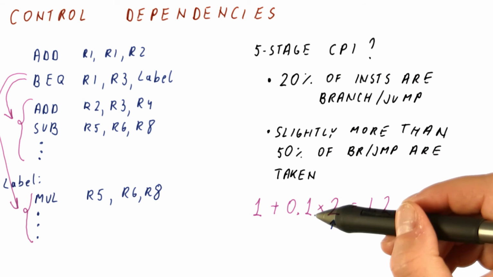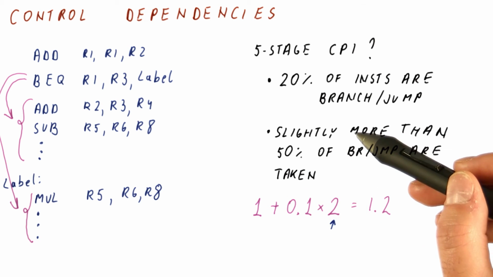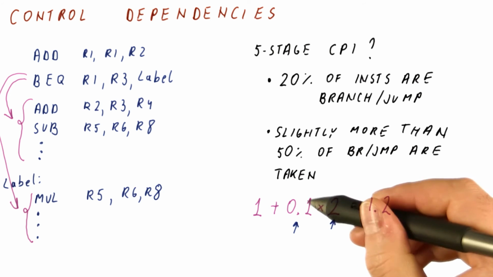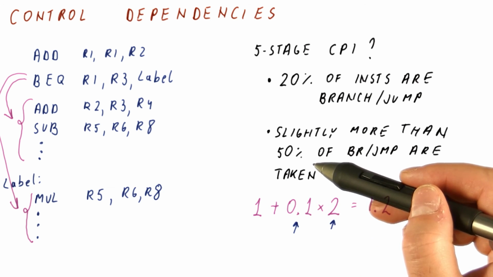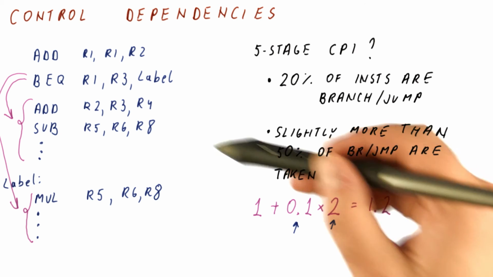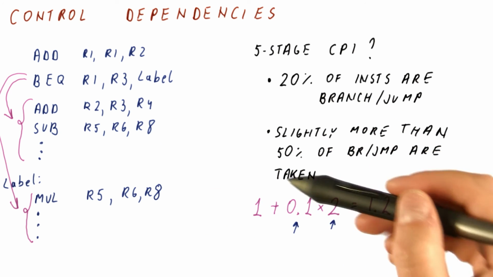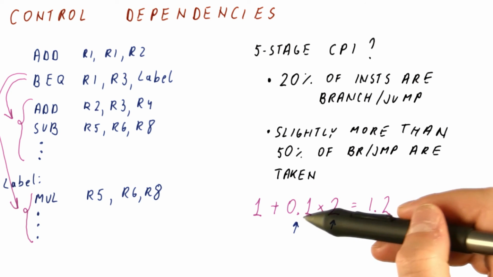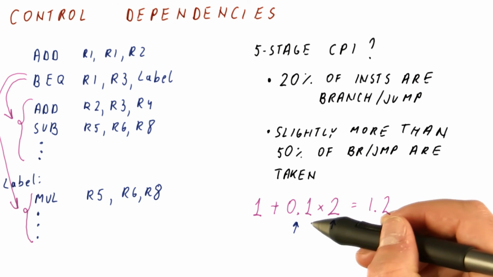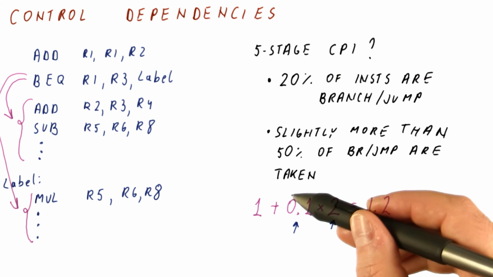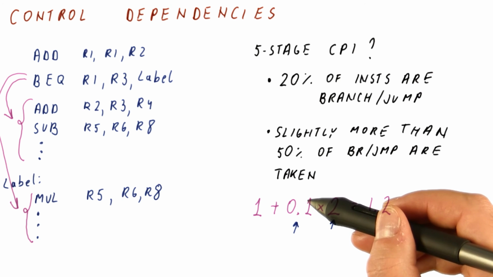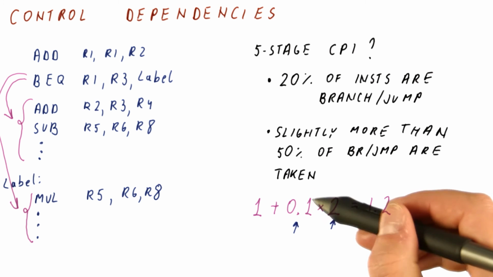If we have more branches or more of them are taken, then this percentage of instructions that result in this penalty will be larger. If we're somehow able to guess the outcomes of branches and fetch the right instructions most of the time, this percentage here could be a lot smaller than this. We will see later a technique called branch prediction that tries to guess more accurately where the branches are going, and that dramatically reduces this percentage.